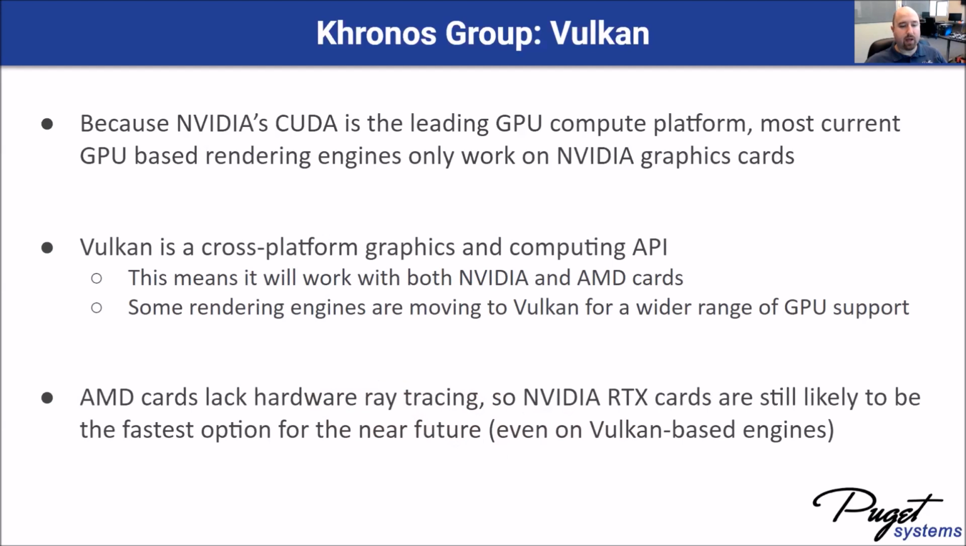But at the moment, AMD cards lack any hardware ray tracing. It's something they've talked about, but none of their current generation of cards have it. So for the moment, at least, even with Vulkan out there, when that starts to hit the market in some rendering engines, NVIDIA RTX cards are still probably going to be the fastest option for the near future.